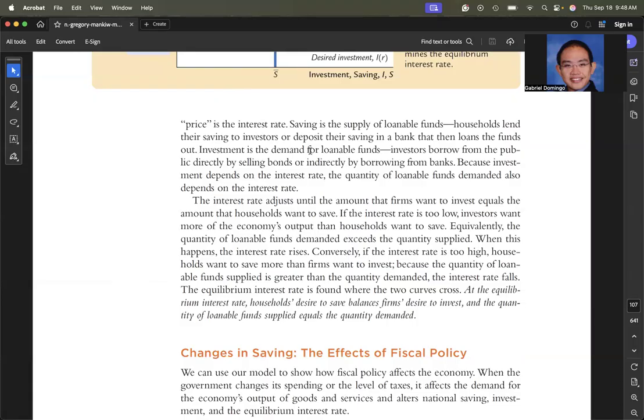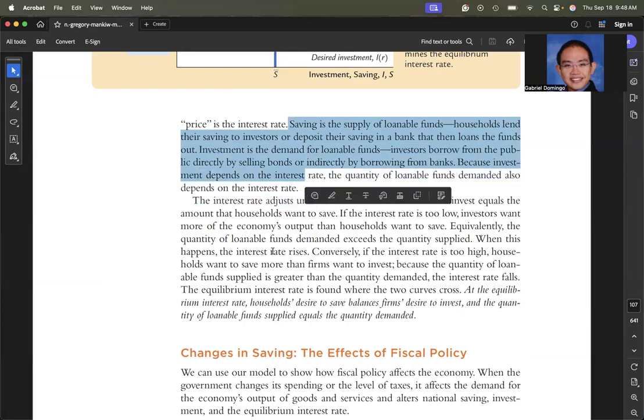Now, saving is the supply of loanable funds. Households lend their saving to investors, or deposit their saving in a bank, which then loans the funds out. Investment is the demand for loanable funds. Investors borrow from the public directly by selling bonds, or indirectly by borrowing from banks. Because investment depends on the interest rate, the quantity of loanable funds demanded also depends on the interest rate.